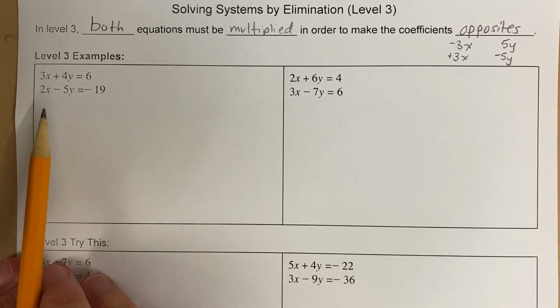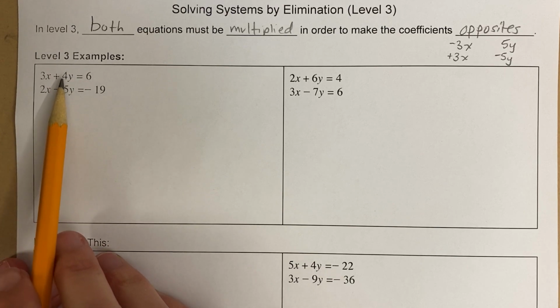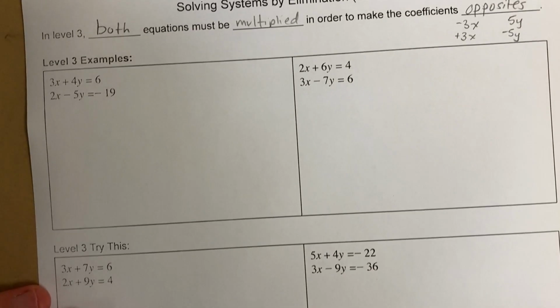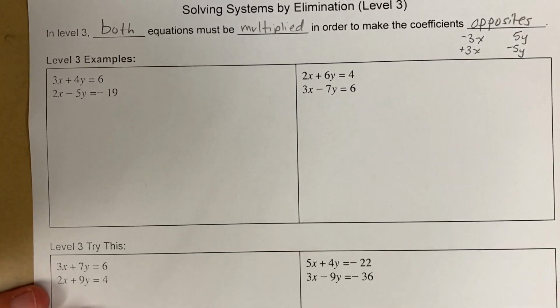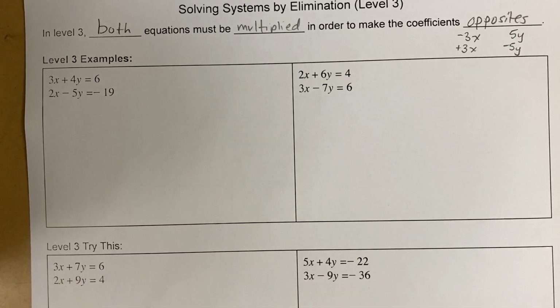Now notice here, the issue is there's nothing I can multiply 2 by to get 3. Well, I can multiply by a decimal, but I don't want to do that. And there's nothing I can really multiply 4 by to get 5, right? So I'm going to multiply both equations in order to get coefficients that are opposites. Now, in this case, you just get to choose which variable you're going to eliminate. Okay, you get to choose.